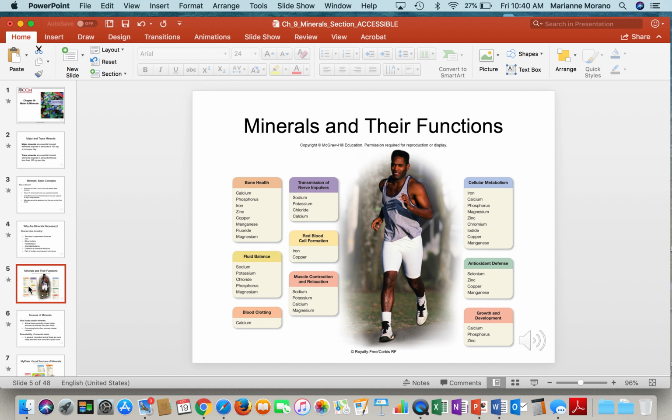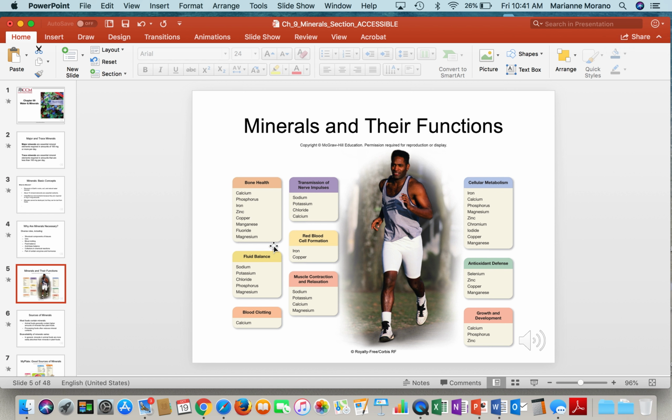So minerals have a lot of functions within the body, and this is a great graphic because it really talks about all the different parts of the body and the functions of the body and which minerals are important. For example, I'm not going to go through every one. You could look at that on your own, but you can see that with bone health, there are calcium, phosphorus, zinc, iron, copper, fluoride, magnesium. That's very important.